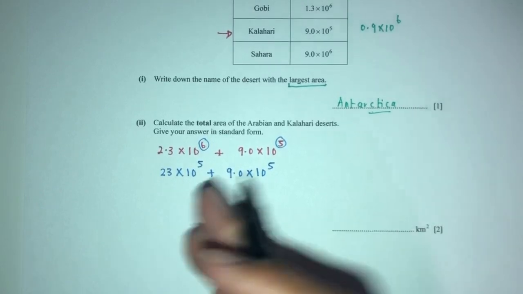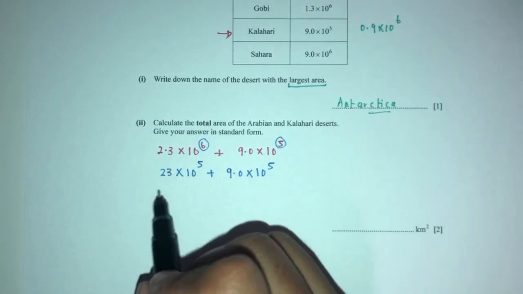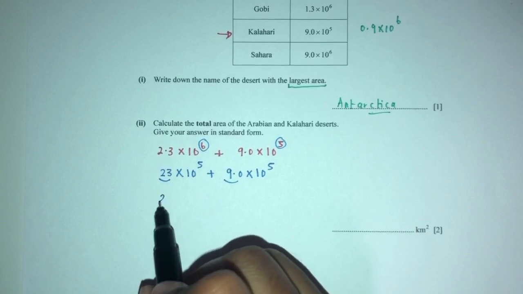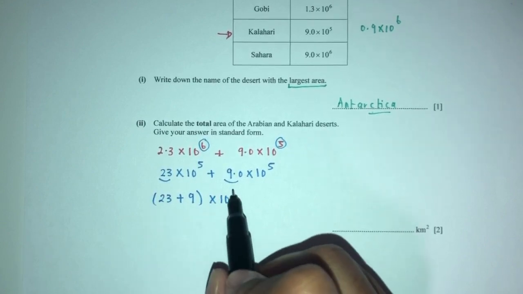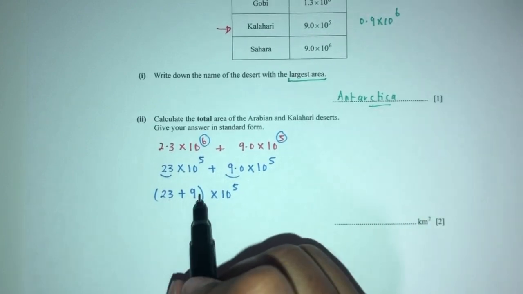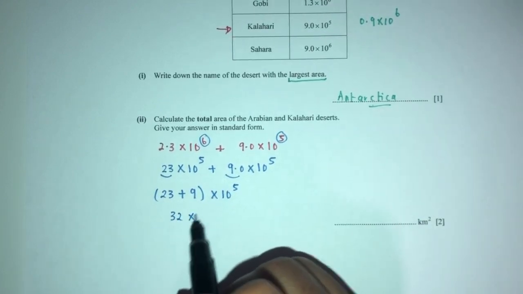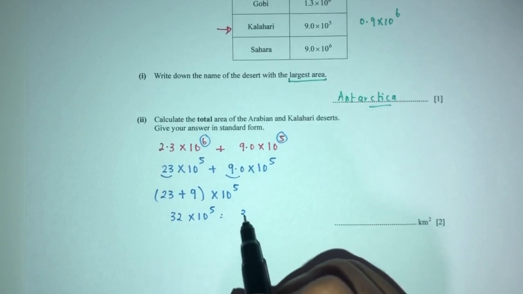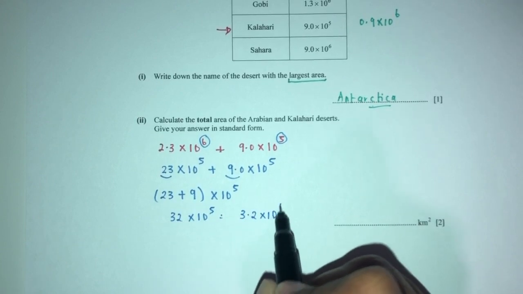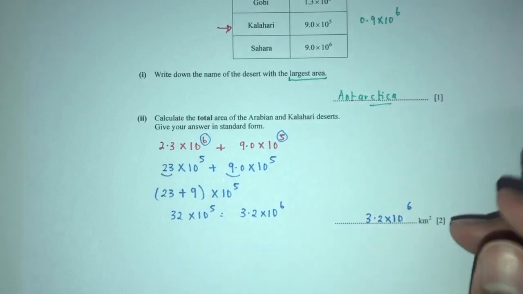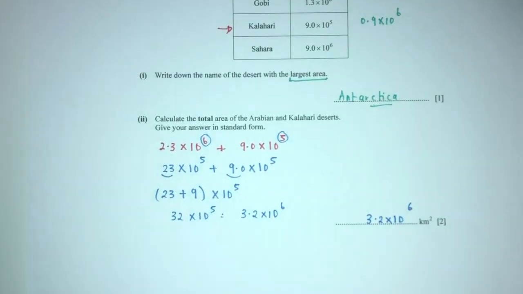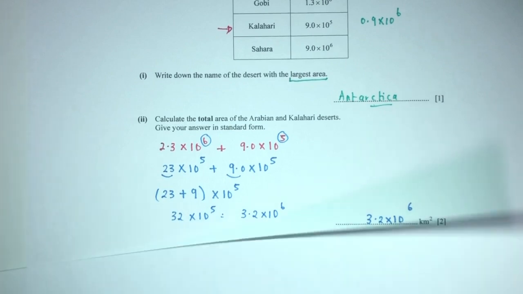We take the times 10 power 5 outside. We have these two, 23 plus 9, and then this goes outside, 10 power 5. 23 plus 9 will be 32 times 10 power 5, and that should be 3.2 times 10 power 6. Your answer has to be expressed in standard form for full marks. That will be part 2 of your question.